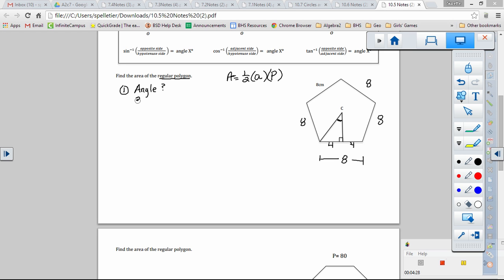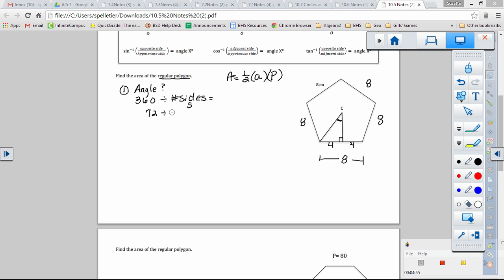And I do that by saying 360 degrees, because all the way around the outside of this, the whole revolution is a circle, 360 degrees. I'm going to divide that by the number of sides. Just like we did last time, divide by the number of sides. And there are 1, 2, 3, 4, 5 sides. So 360 divided by 5 is going to equal 72.